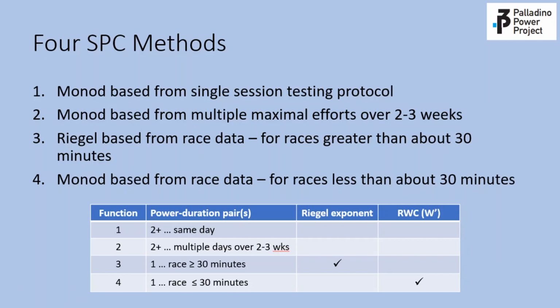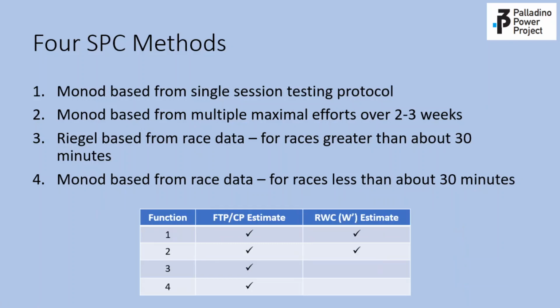For outputs for each calculator, with the first one, you're going to get an FTP or CP estimate and a reserve work capacity estimate. It's going to shoot out both of those estimates for you. The second one, it's the same thing. It's going to produce 2 estimates.